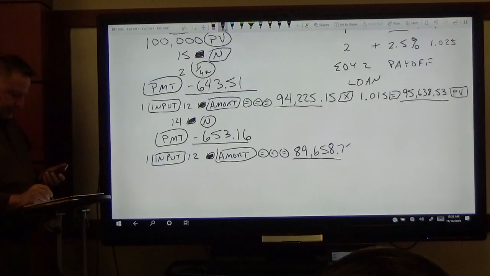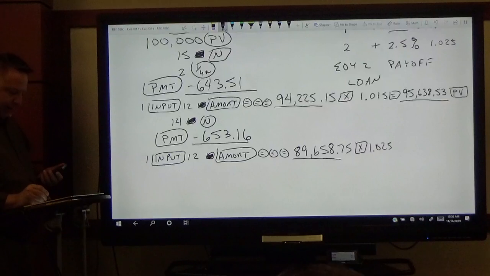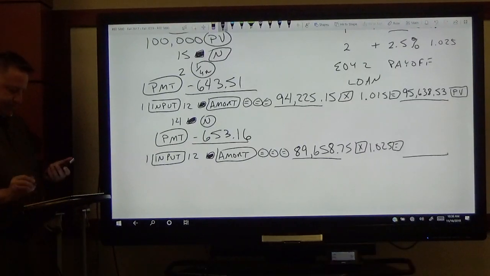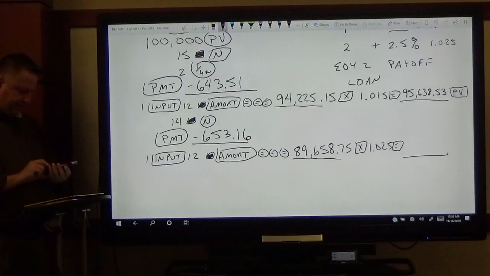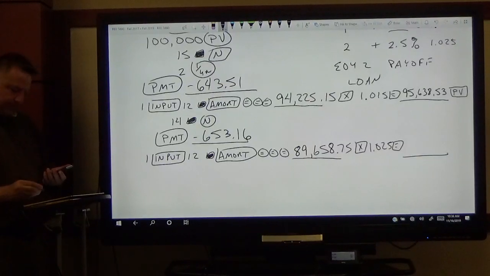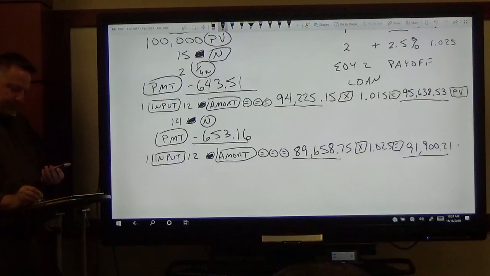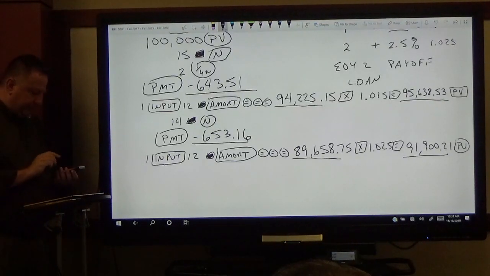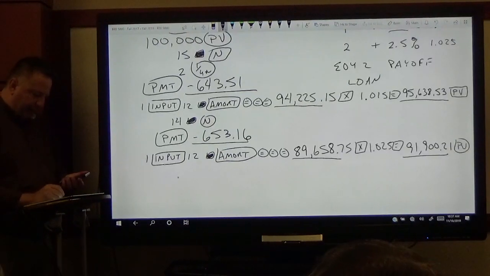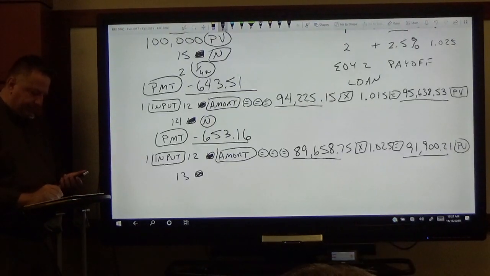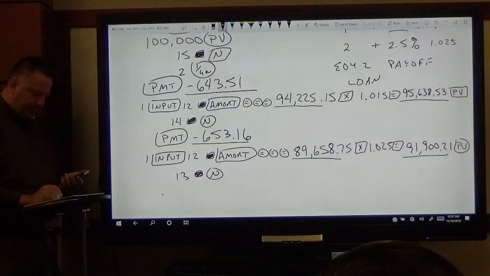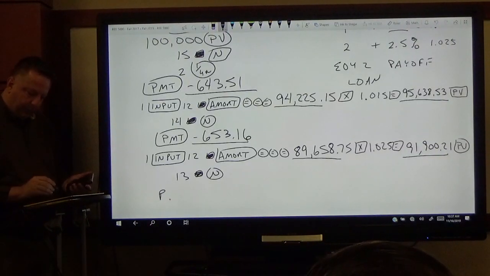Okay, it's 65. All right, so we now multiply it by 1.025. New balance, 91,921. That becomes our new present value. Now we're down to 13 years. Well, didn't we pay it off at the end of it? Well, yeah, so we don't really need to mess with it.